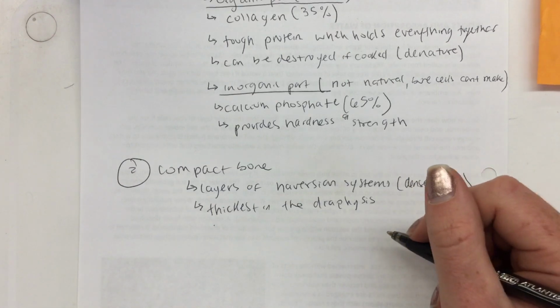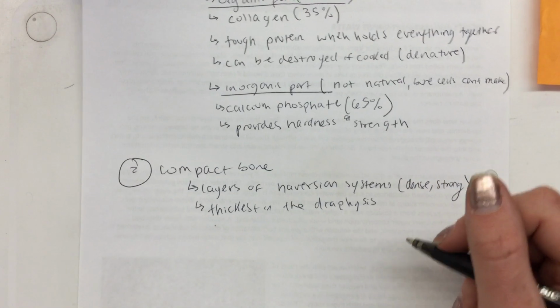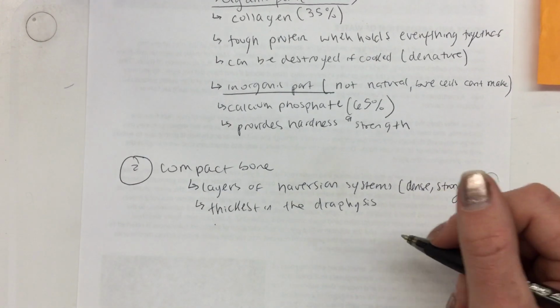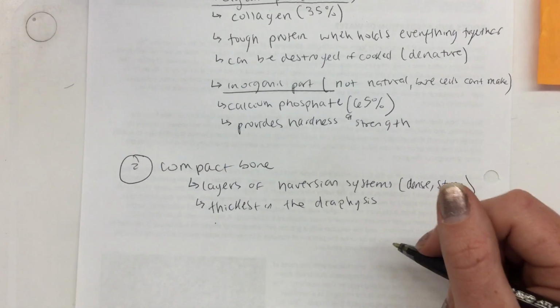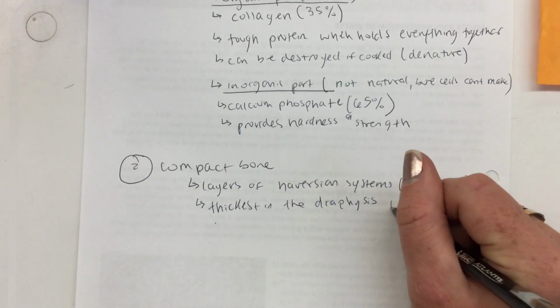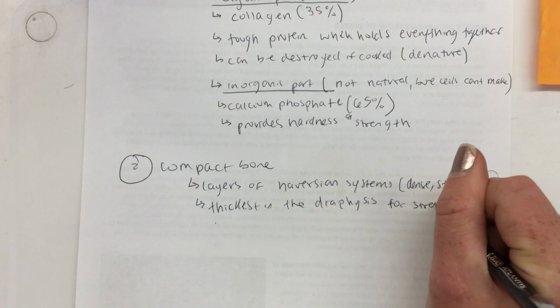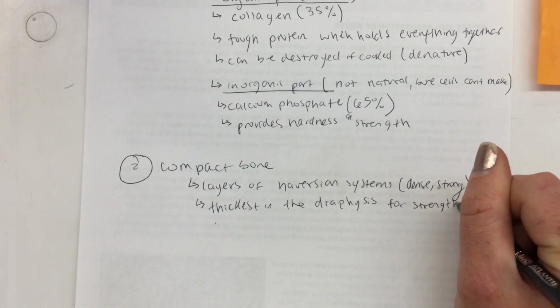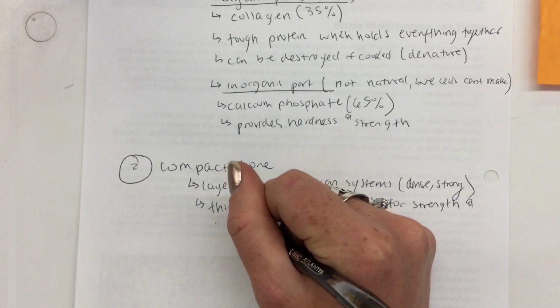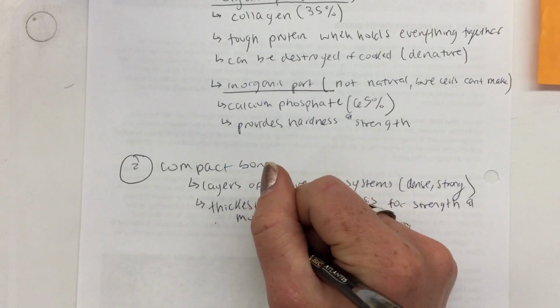Think about your femur, your ulna. Those bones are huge. They support a lot of weight. They're used all the time. So we have a lot of compact bone in the diaphysis for strength. And muscles attach to the diaphysis in this compact bone too.